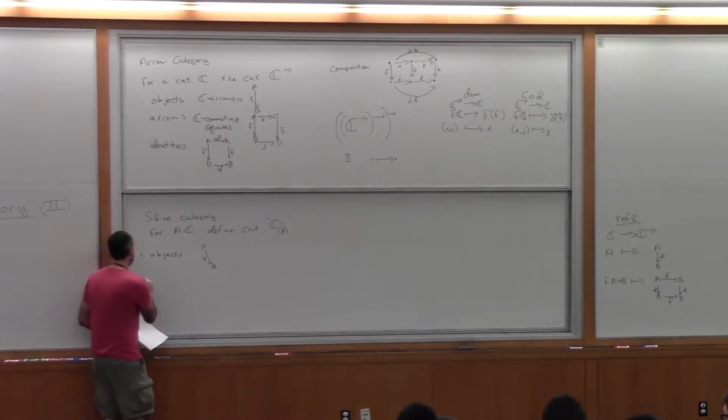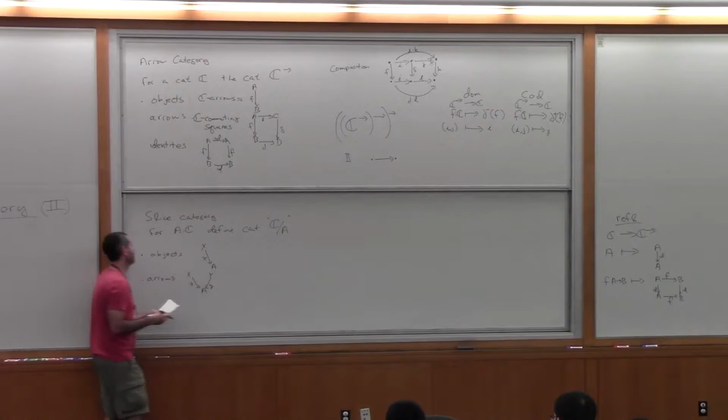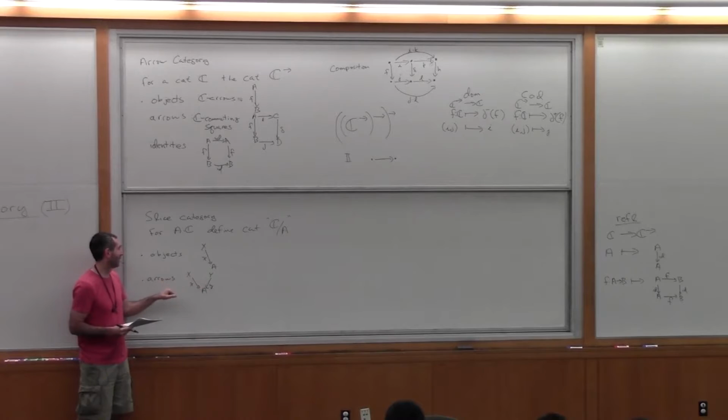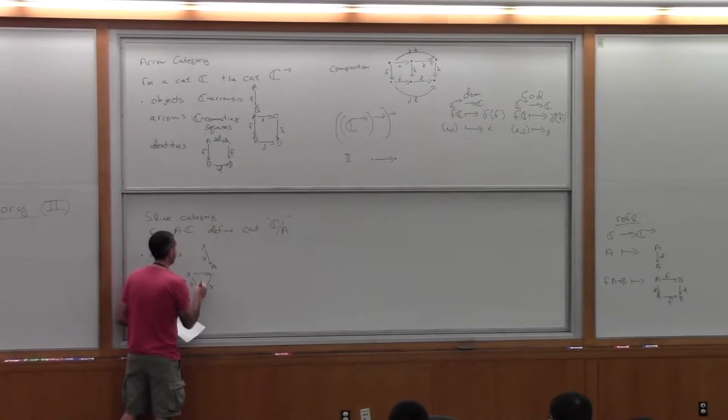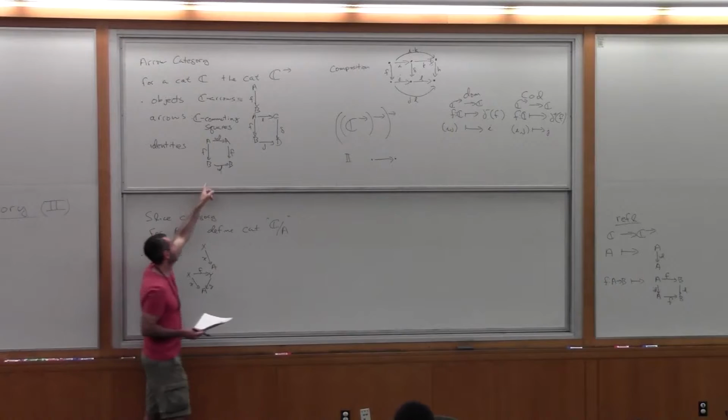So for arrows, if we have two such things, how can we make an arrow between these two arrows using things from the underlying category? Well, it's just an arrow between the domains. So it's commuting triangles, right? So this is basically this, where you cinch the bottoms to be a point, or you can think of it as forcing the bottom arrow to always be the identity.